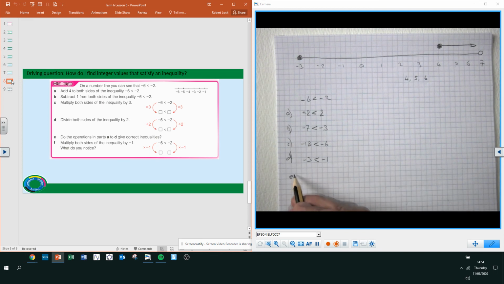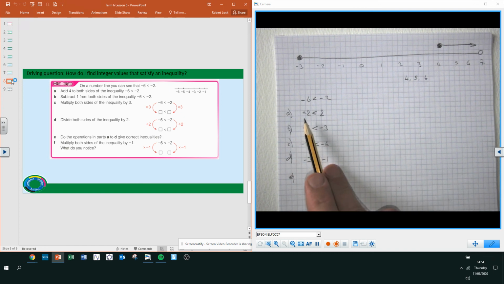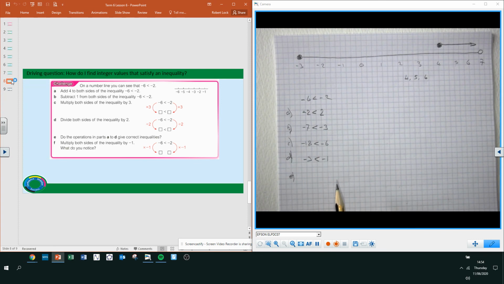E, do the operations in parts A to D give correct inequalities? The answer is yes. Because minus 2 is smaller than 2, minus 7 is smaller than minus 3, minus 18 is smaller than minus 6, and minus 3 is smaller than minus 1.